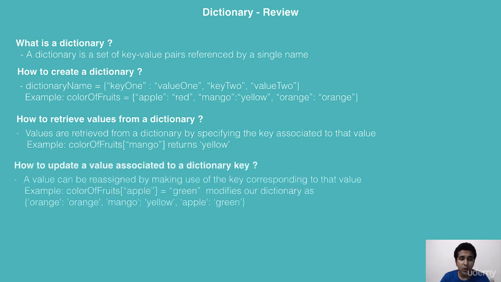And then we saw how to update a value associated to a dictionary key. To update a value, all you have to do is call your dictionary with the key that you want and then assign it a new value. So if I need to change the color of apple, I would say color of fruits, pass the index apple and assign a new value. In this example, I have assigned the value green. So our dictionary now has the value modified as apple with the color green.